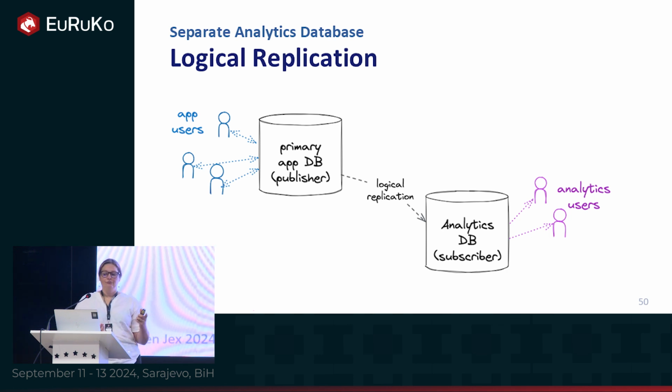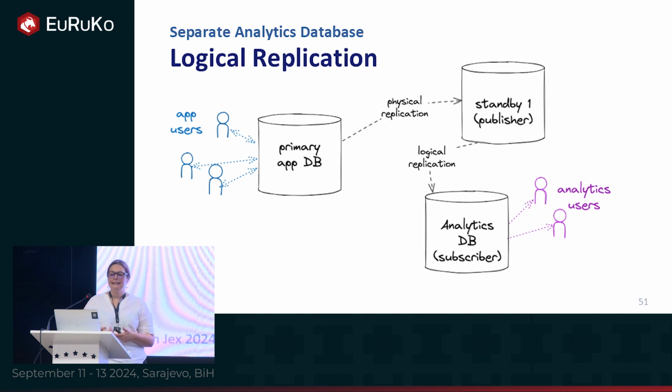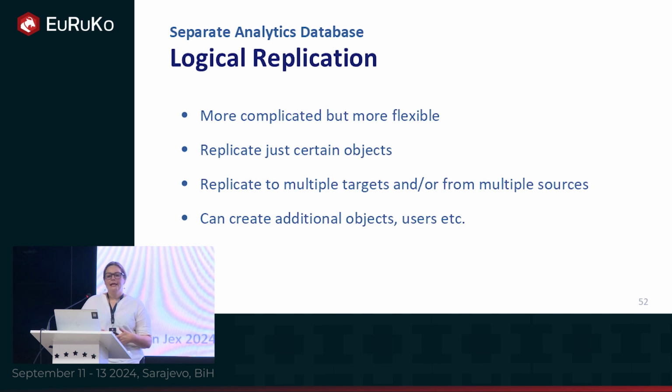You can use that to replicate just certain objects, so just certain schemas or tables from a publisher database to a subscriber database. And since Postgres 16, which came out in 2023, you can do logical replication from a standby, which takes additional pressure off your primary database. Logical replication is much more complicated to set up and maintain than physical replication, but it does give you a lot of flexibility.